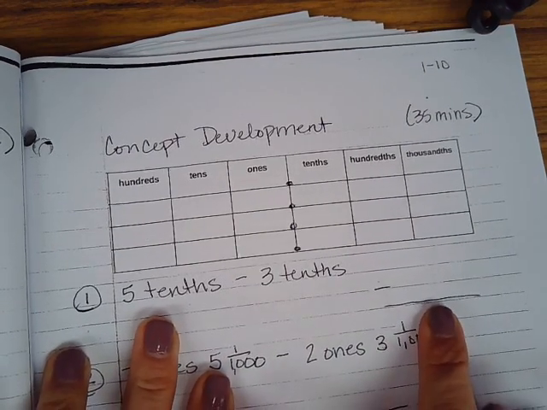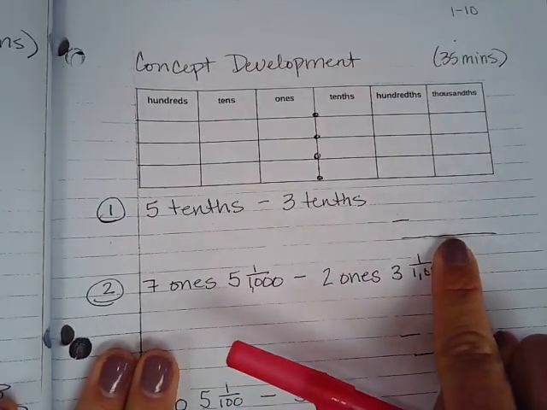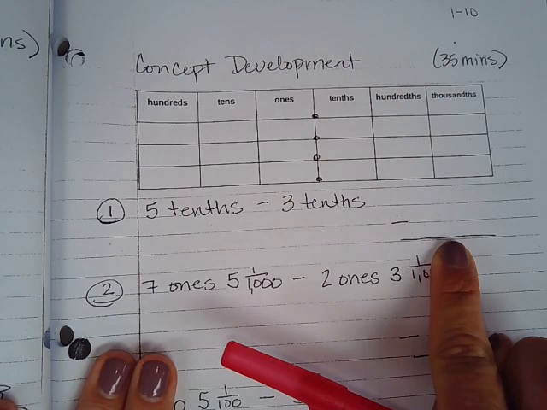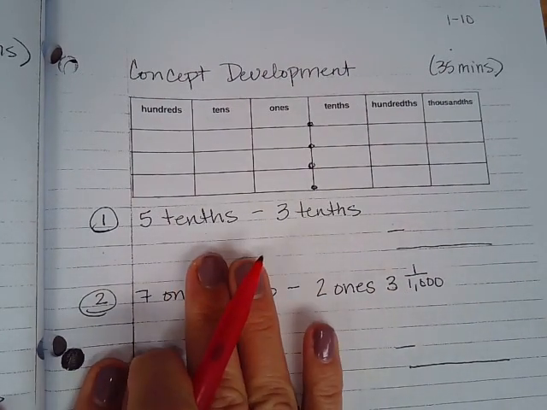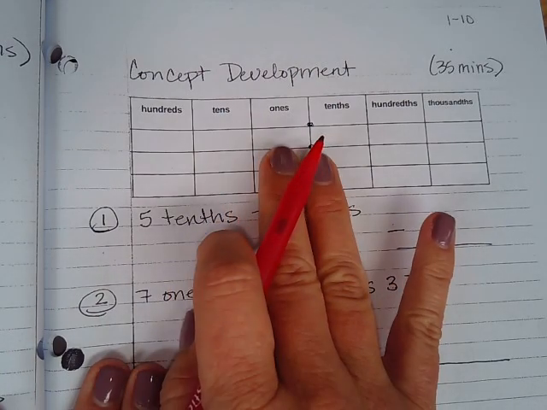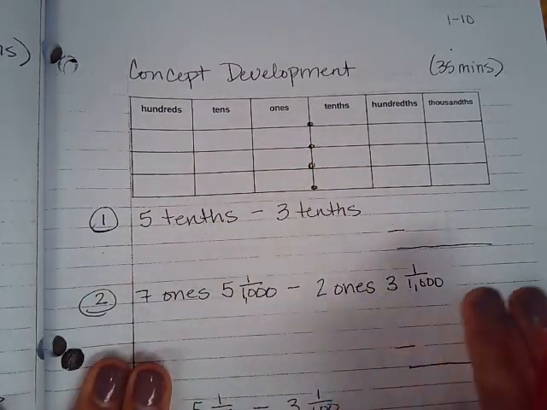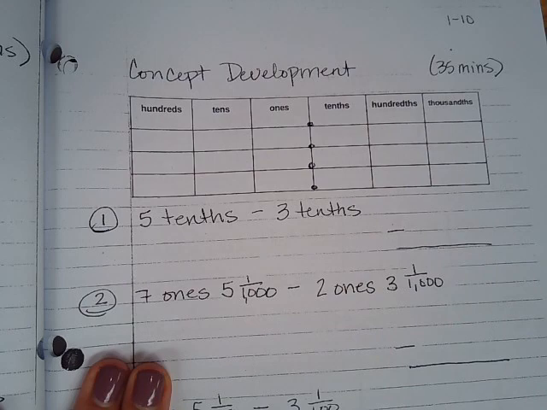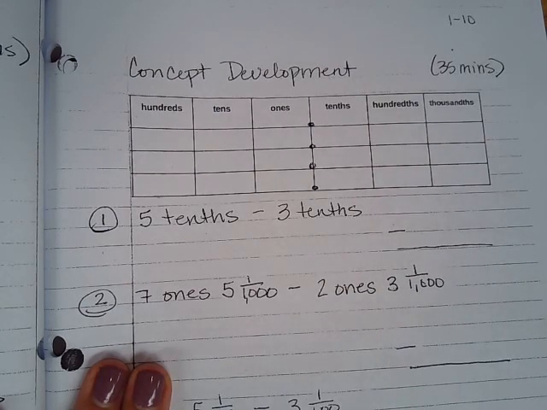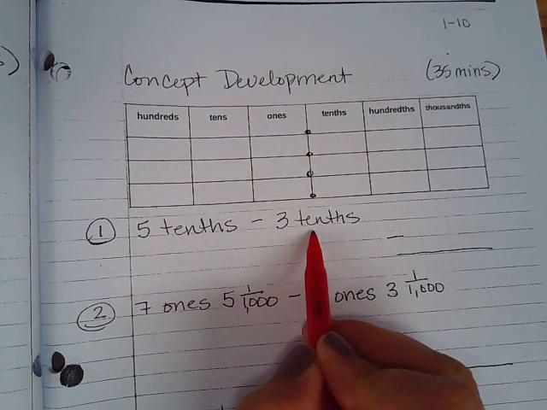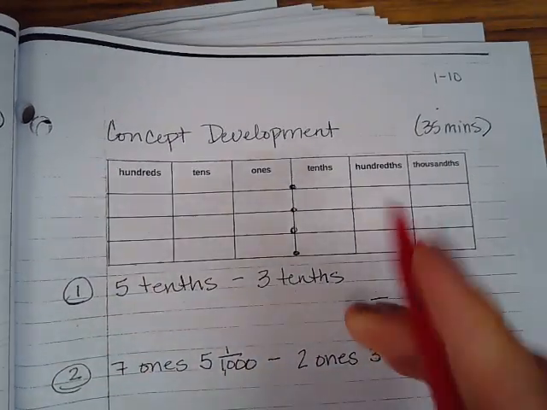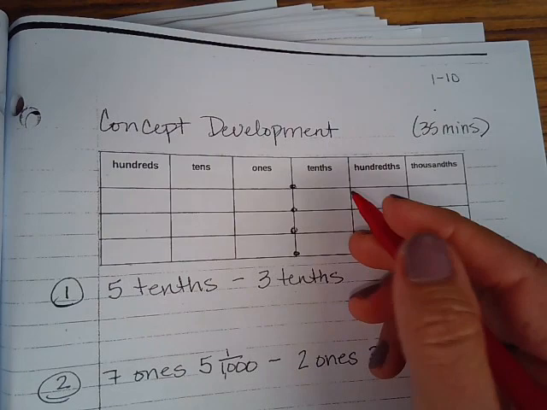So when you see this, that means that I want you to check it with the standard algorithm, okay? You show me that you understand the concept by using the place value chart, and you check your work by using the standard algorithm. All right, so 2/10 subtract 3/10. Now let's go up here and use our place value chart.